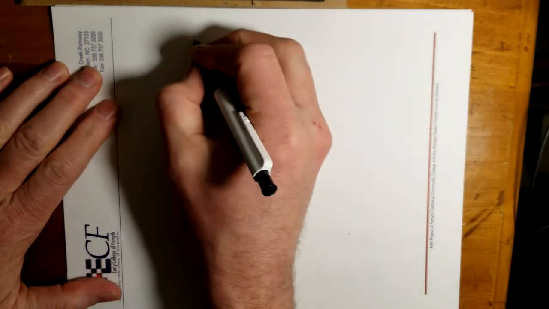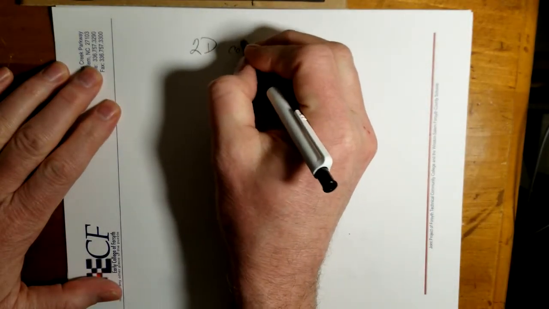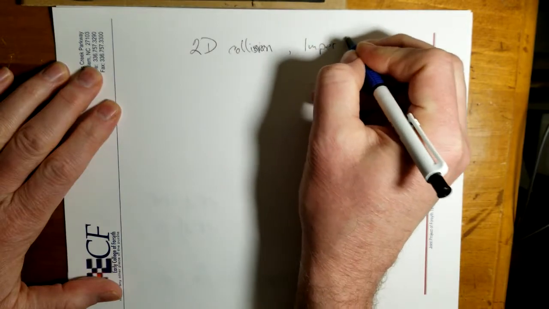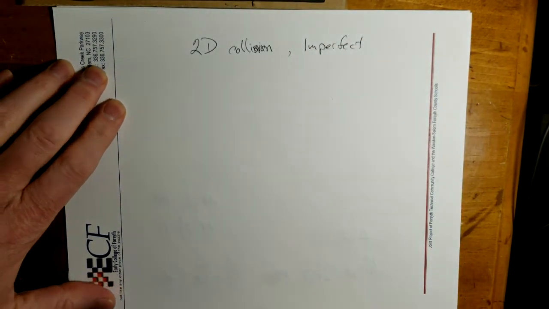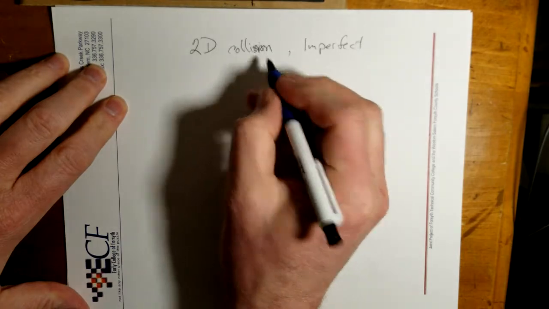I'm just going to set this up. I'm going to go for the two-dimensional collision imperfect. Or I could have gone two-dimensional imperfect collision, which probably would have made more sense. This is the word collision, by the way.